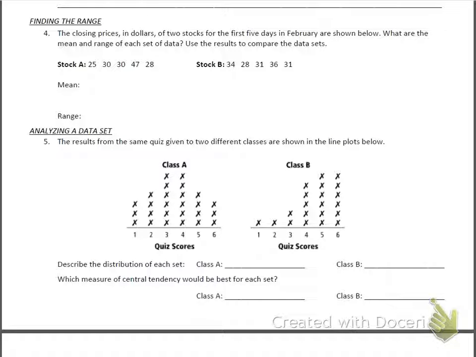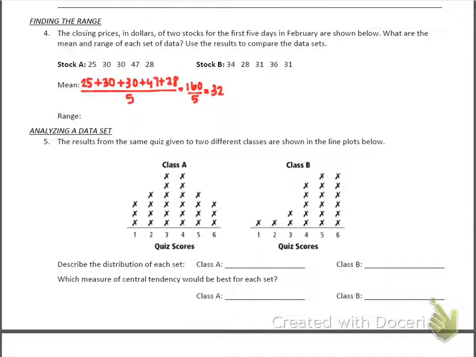So stock A, the mean. You do not even have to reorder them. We just are taking the mean. So 25 plus 30 plus 30 plus 47 plus 28, divided by 1, 2, 3, 4, 5. That gives me 160 divided by 5, which is 32. So the mean value of stock A is 32.